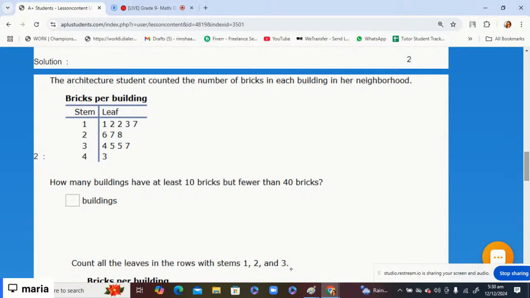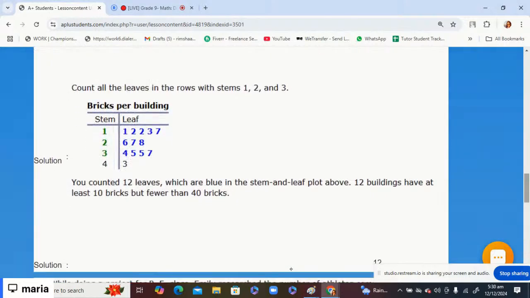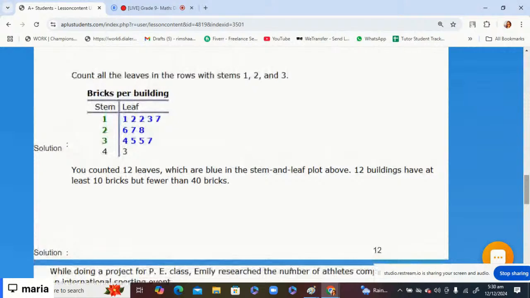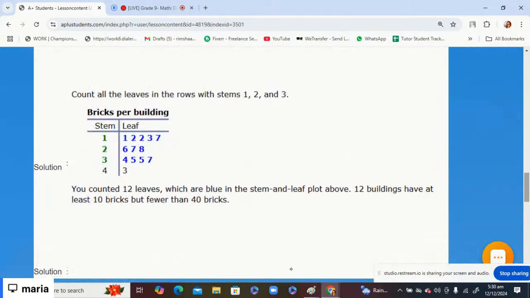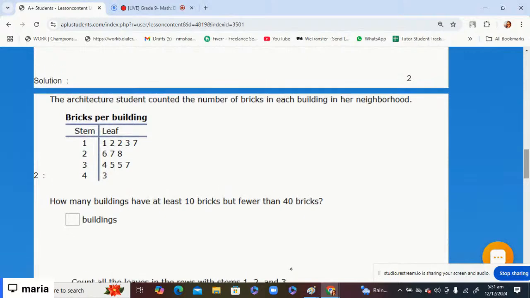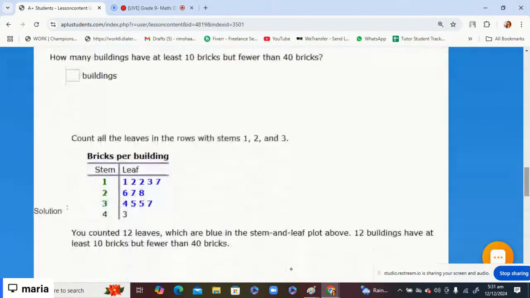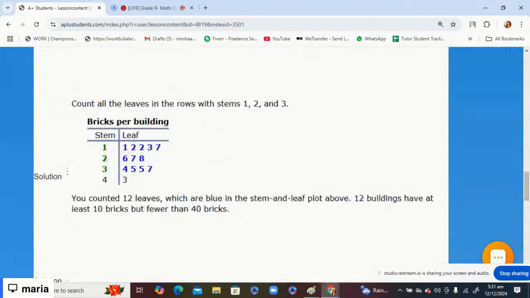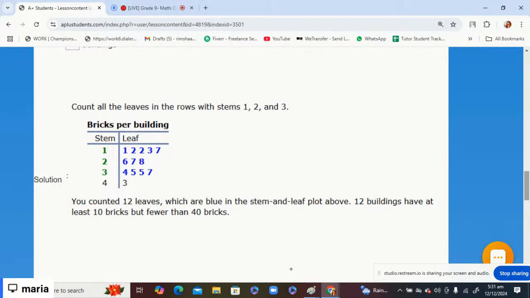They are saying but fewer than 40 bricks. Okay? So look, here it's 11, 12, 12, 13, and 17. Then it's 26, 27, 28. You counted 12 leaves. Here in the question they mention at least 10 bricks. So this is for the stem 1. Okay, and you counted 12 leaves for that. This is 1 and that is 2, which is 12.